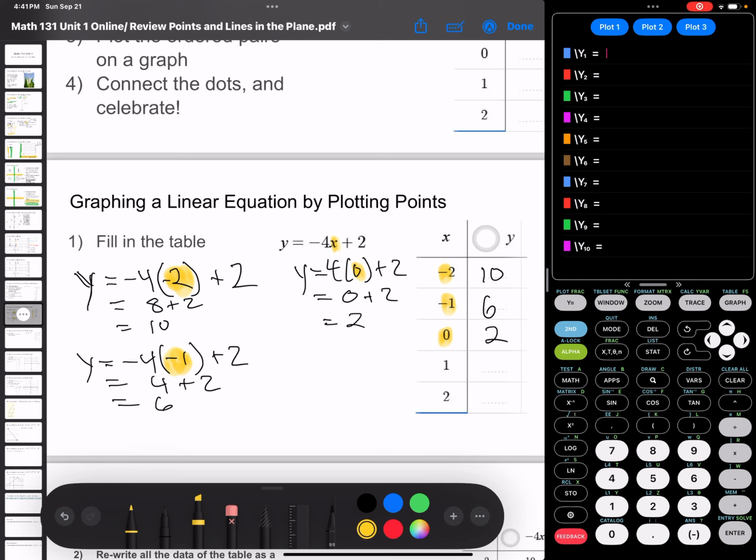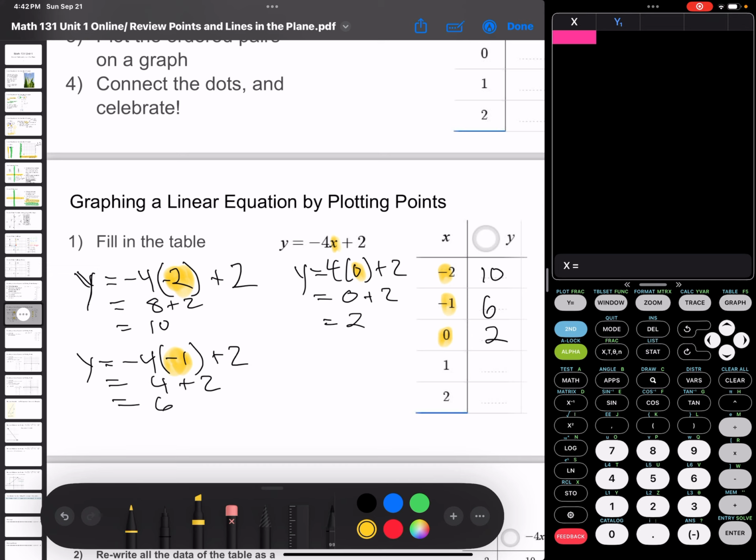So if I plug in my equation here, -4x plus 2, and I push second table. Now you notice I've got a table here just like the one that we're working with in x's and y's, and I can plug in some numbers. -2, -1, 0, 1, and 2. So you can use that to save yourself some calculation time.